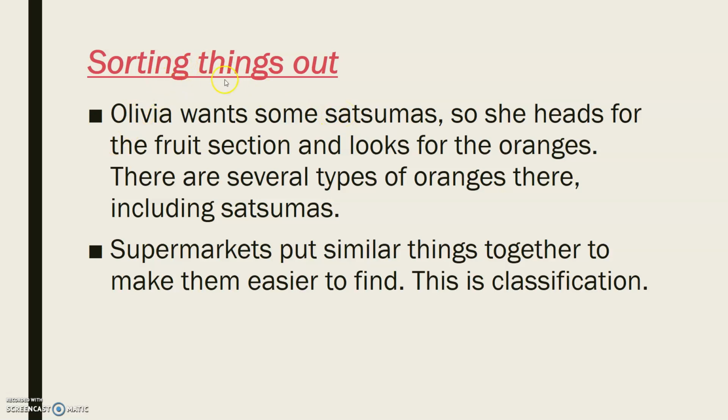Sorting things out. Olivia wants some satsumas. It's a special type of orange which is basically seen in Japan. So she heads for the fruit section and looks for the oranges. There are several types of oranges, including satsumas. Supermarkets put similar things together to make them easier to find. This is classification. So with this example, they're making you understand what classification is.